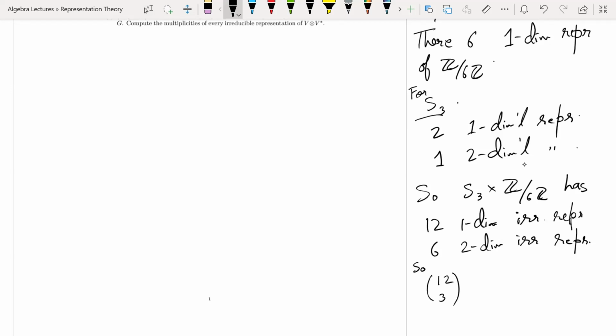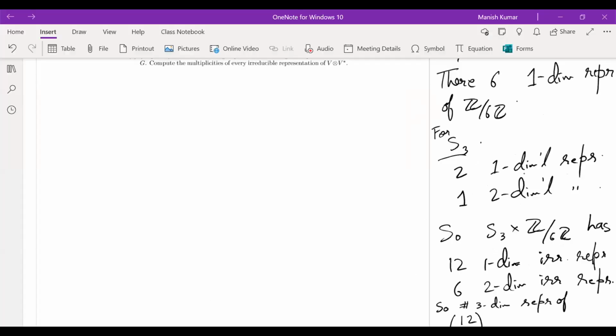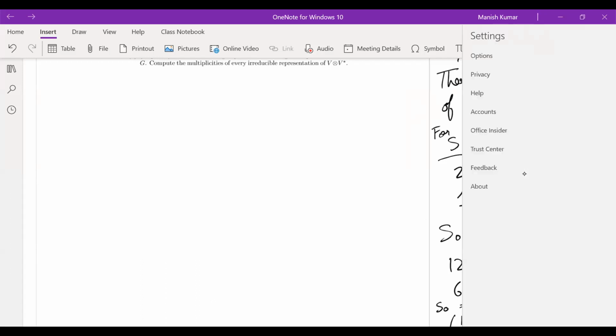So number of 3-dimensional representations of... let me just change some setting here.